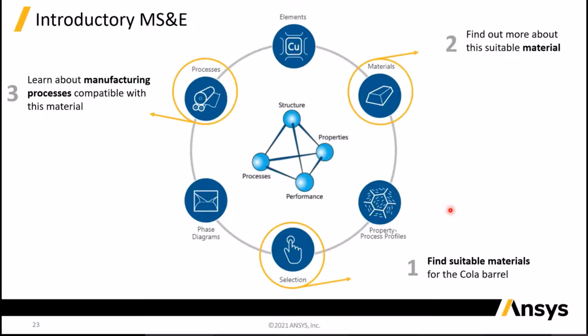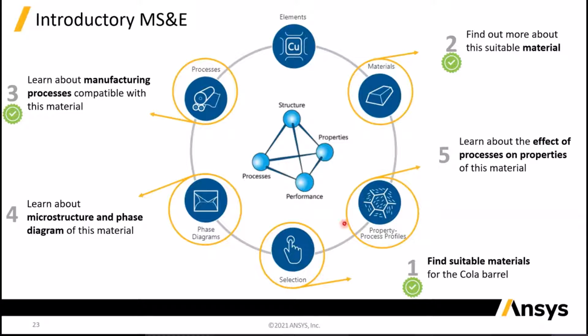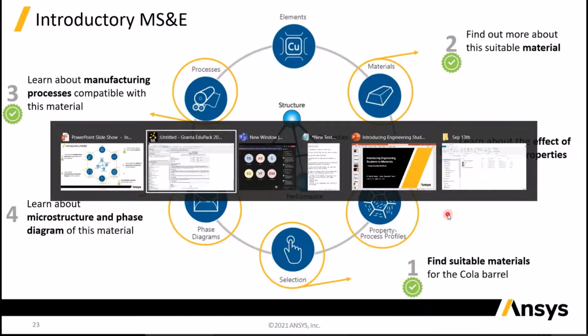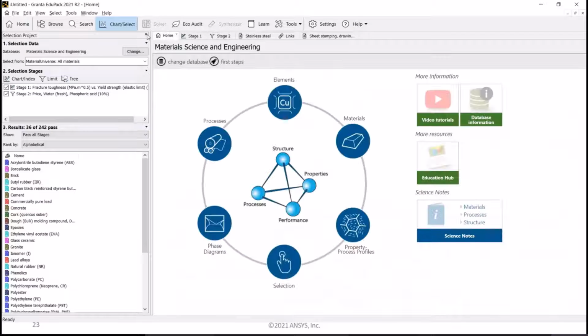The second part of our simple project, in which we can see how students can learn about the microstructure and phase diagram of this material using the phase diagram section of the database. And then we are going to jump into the property process profiles to see how students can learn about the effect of different processes on the properties of specific materials. So let's jump back to the software, and we can go to the wheel of MSNE database.